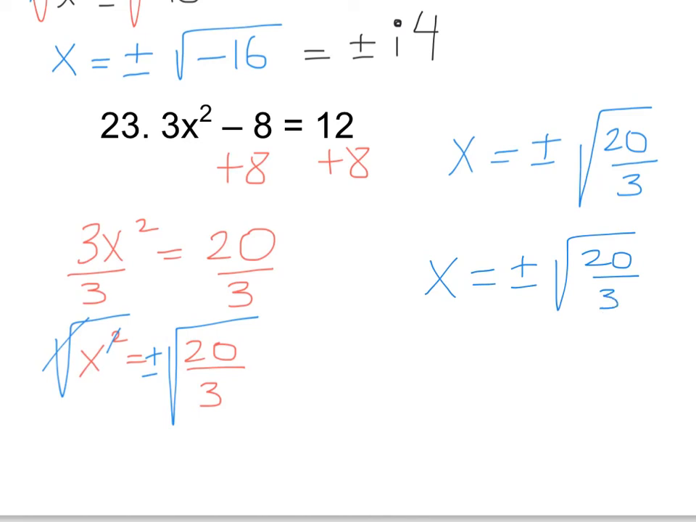Now let's think twice about this. Can we actually simplify 20? Remember, we learned how to simplify radicals. Now I know I cannot simplify 3 because square root of 3 is just square root of 3, because square root of 3 is not a whole number. So I can divide this radical. I can put square root of 20 over square root of 3.